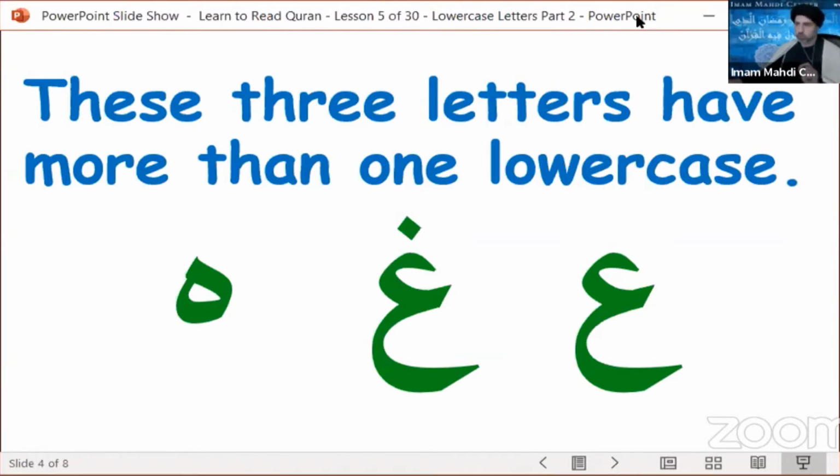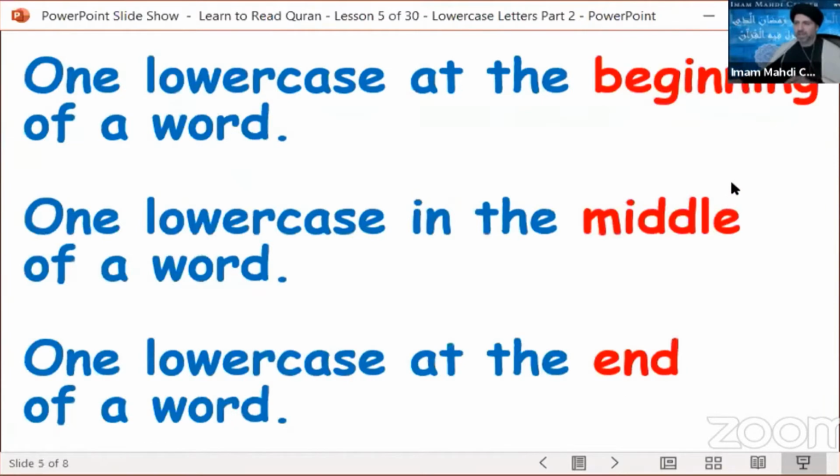So for example, when one of these letters is at the beginning of a word, it has one type of lowercase form. It has another lowercase form when it's in the middle of a word, and it has another lowercase form when it's at the end of a word. What we mean by the beginning of a word is when it's the first letter and it connects to another letter on its left. And what we mean by the middle of the word is it connects on both the right and the left. And what we mean by the end of the word is that it's the last letter of a word and there's a space after it.